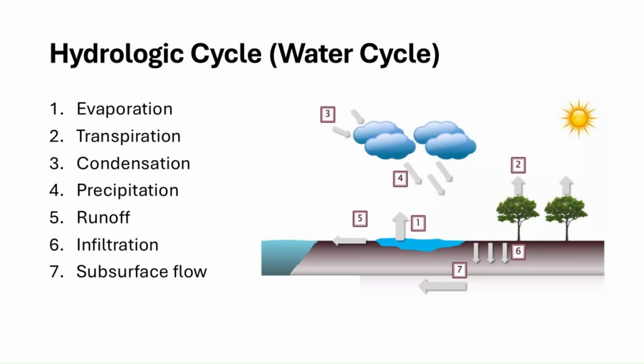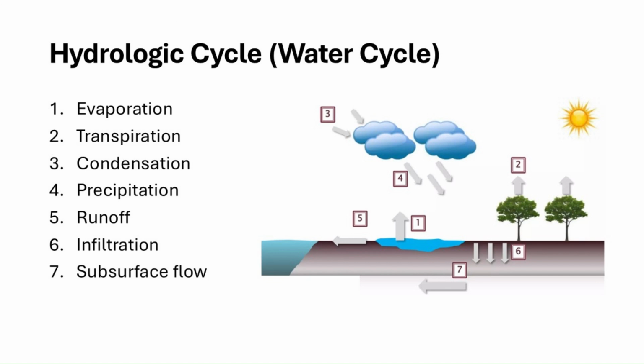Now the fourth step is precipitation. Precipitation is nothing but water coming back from the clouds to the ground. It will come in various forms, for example, rainfall, snowfall, hailstorms. So it will be coming from clouds to earth. That is precipitation. Next is runoff. Once the rainfall has happened, that water will again be flowing on the surface. That is nothing but runoff.